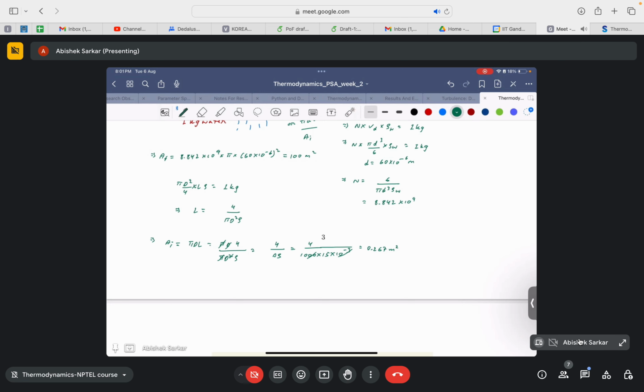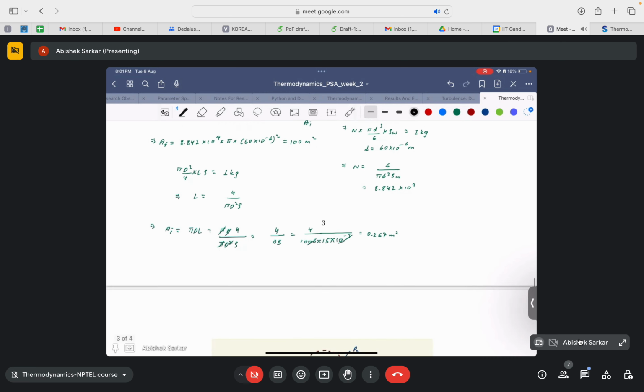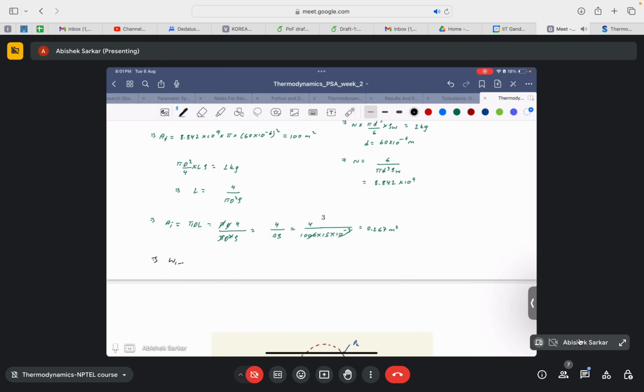So once you know the value of the initial and the final area, just substitute it in this expression: work done from 1 to 2 is sigma into delta A, or 0.07 into 100 minus 0.267. So you will get the net work done as 6.98 joules. So is it clear? Thank you for the additional significant figure on the solution. And so is it clear?